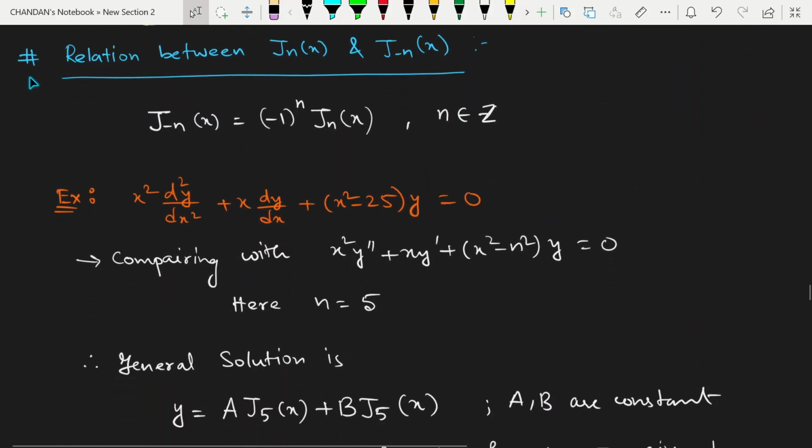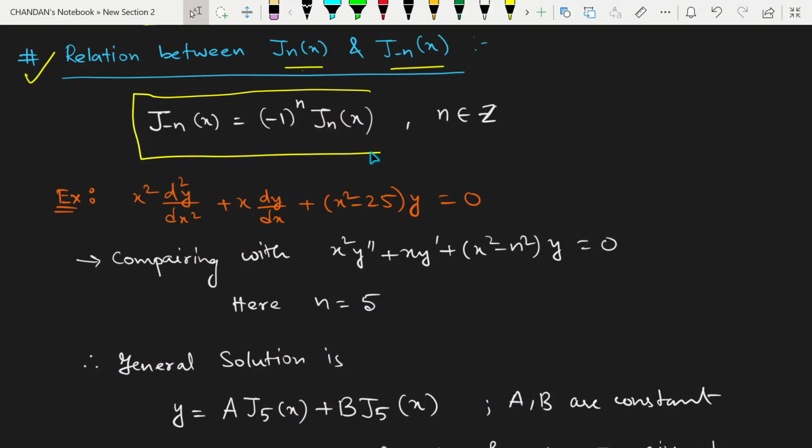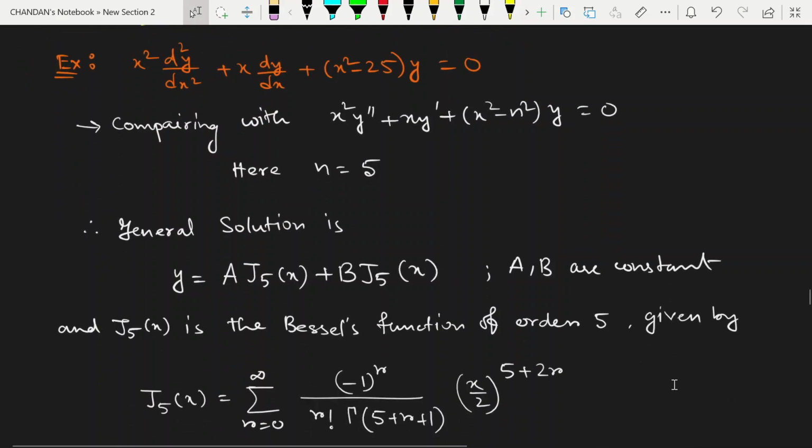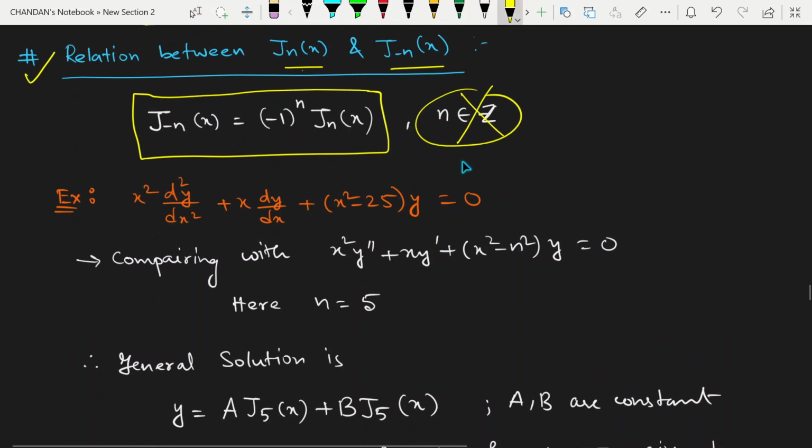Now the main important thing is the recurrence relations of these functions. First we come to the relation between Jn(x) and J minus n(x). The relation is J minus n(x) is equal to (minus 1) to the power n into Jn(x), for n belongs to Z. For n non-integer, this will not hold in general, but for integer n this relation holds.